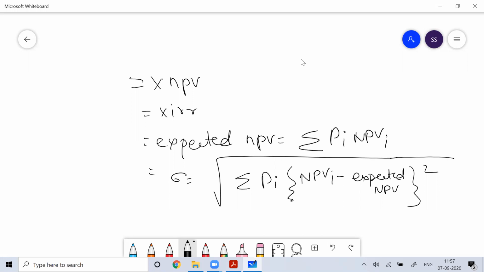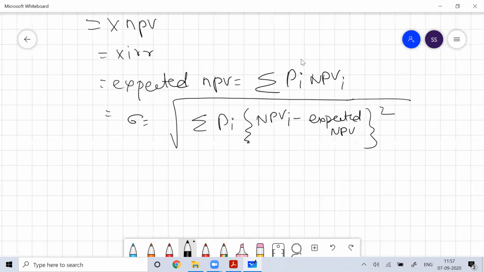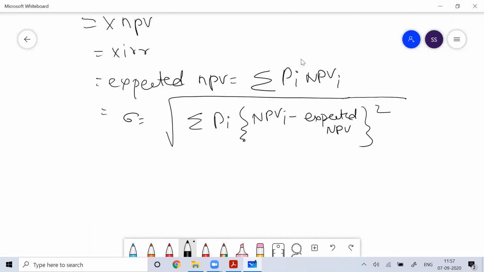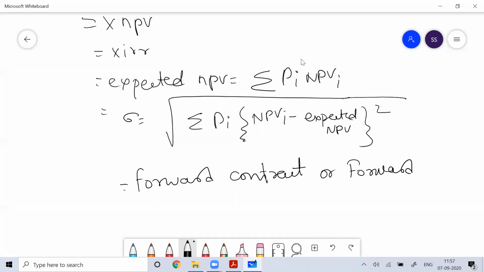So the forward contract is the earliest known derivative instrument. When we try to understand derivatives, we are actually understanding them under the concept of the forward contract. So try to get more information about the forward contract, or try to get information about the forward rate agreement.